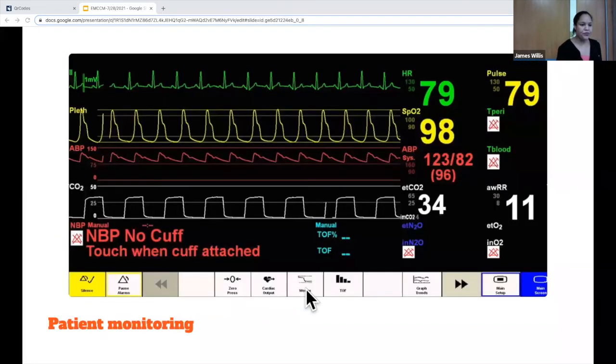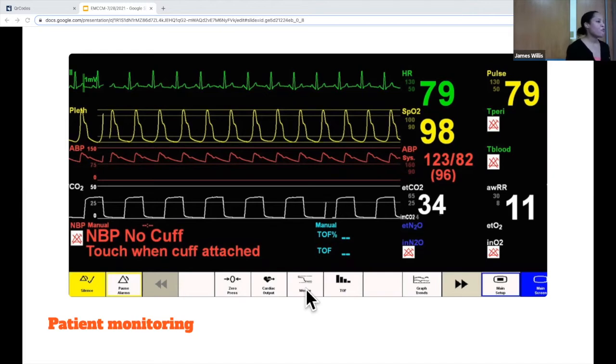So this is kind of like what our monitors look like. There's a bunch of numbers, there's a bunch of waveforms. Often I think we kind of focus on one, not necessarily the other ones, but we tend to order them all together. What I really want to emphasize is that when we're ordering cardiac monitoring or pulse oximetry, we want to have an idea in mind of what we're actually looking for.